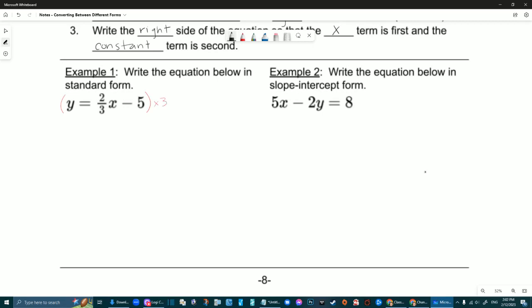So that's going to give us a new equation. 3y equals, and in this case the 3's are going to cancel and leave me 2x minus 15. Every term gets multiplied by 3.